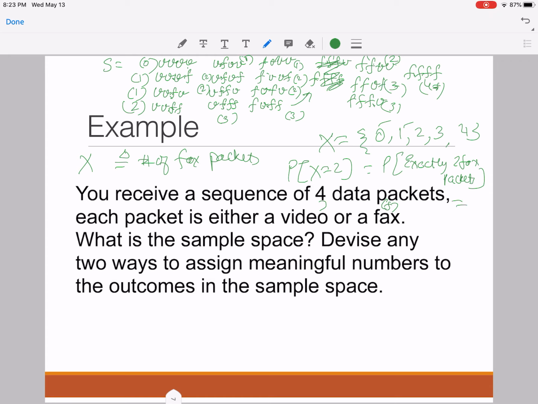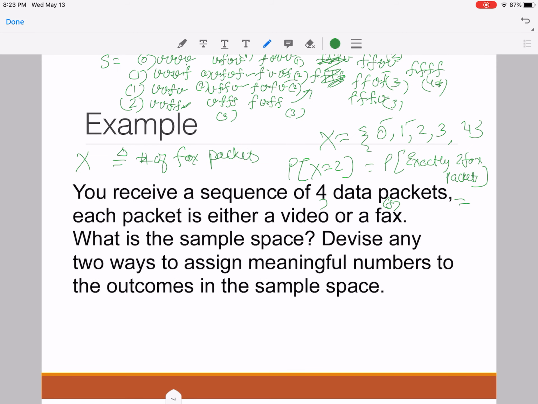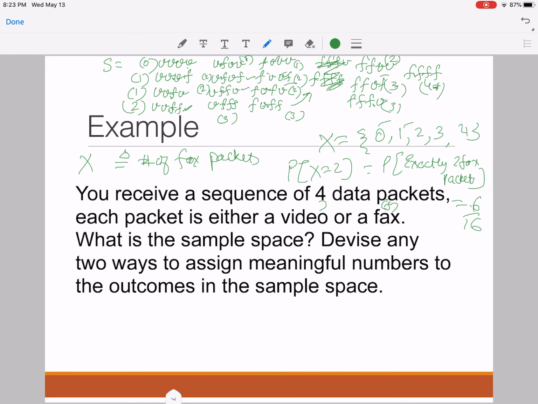In this case, the probability of exactly 2 fax packets will be obtained by adding the probabilities of this packet here, this one, that's the third one, 4th, 5th, and 6th. So I have 6 sequences where I have exactly 2 fax packets. So this probability will be 6 over 16. I hope I did not make any mistake while solving this.